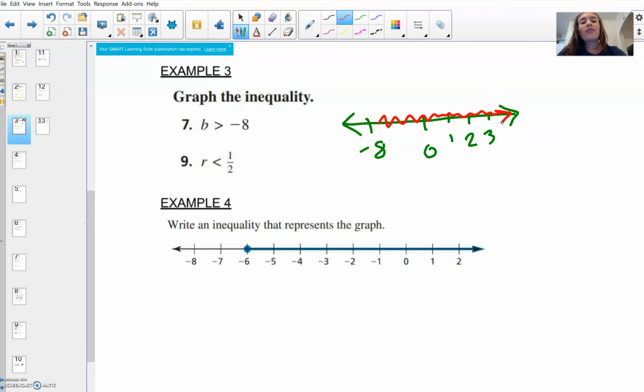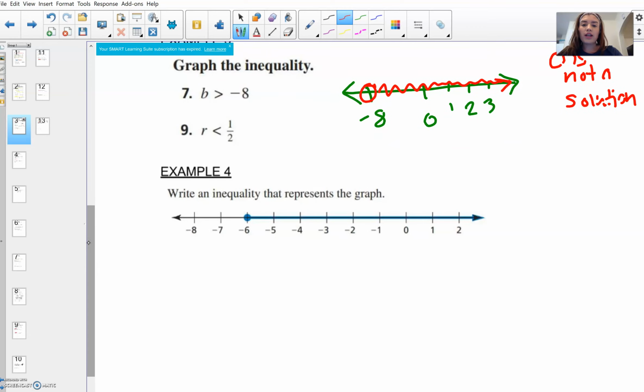Okay, so now we have to look at -8. Does it get a full circle or an open circle? A full circle tells us that it is included in the answer. It is a solution. An open circle is not a solution. So if b has to be greater than -8, it's not equal to -8. So we know it's not a solution and it's just an open circle.